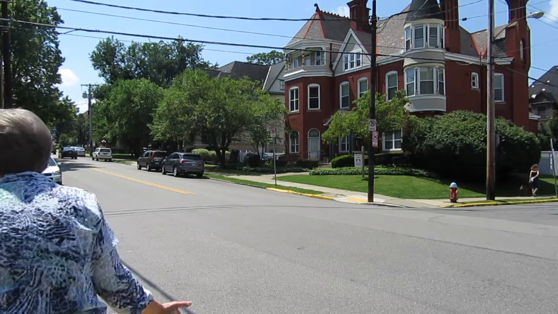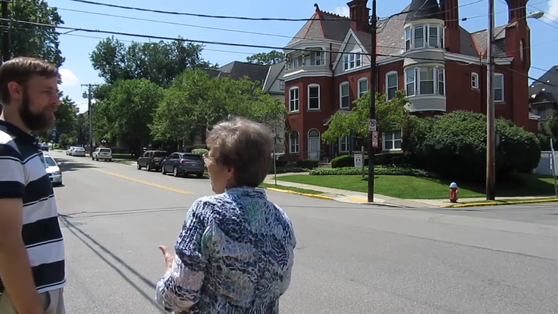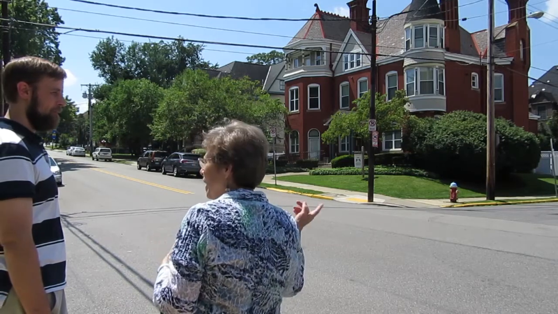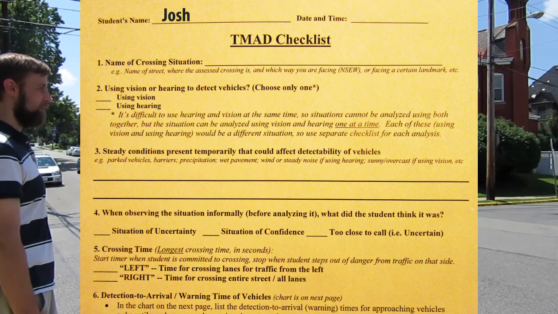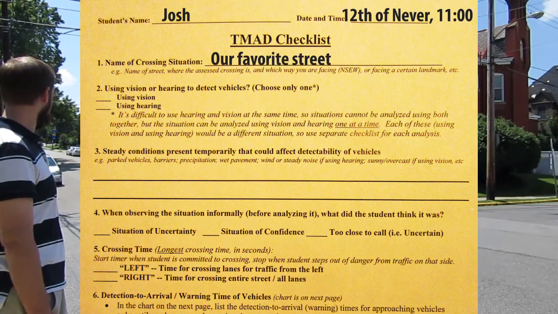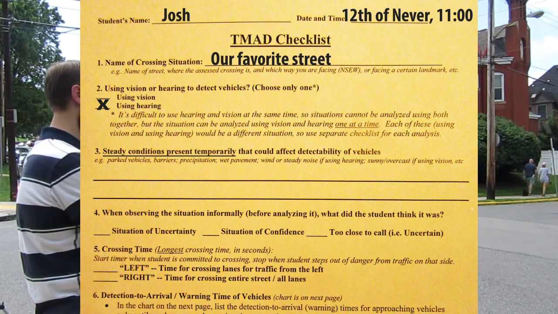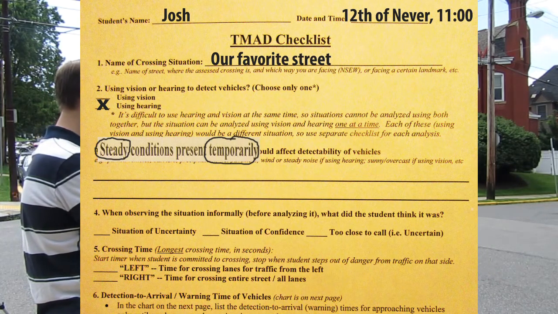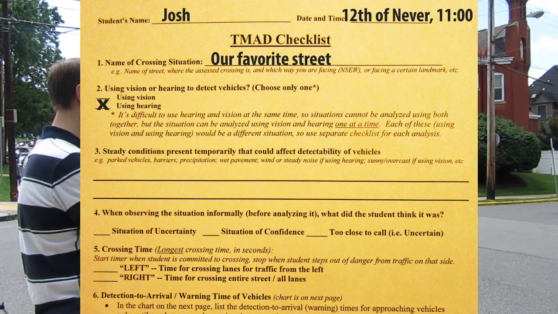For example, if Josh had the necessary skills when we first arrived at this crossing, we could have asked him to simply observe and guess if it is a situation of uncertainty or not. As his instructor, we would have filled out the first page of the TMAD checklist with his name and date, indicating that he would be using his hearing, and indicating that, although there was plenty of traffic noise that could mask the sound of approaching vehicles, there was no noise that was both steady and temporary, such as a lawnmower or an air conditioner that started generating noise.